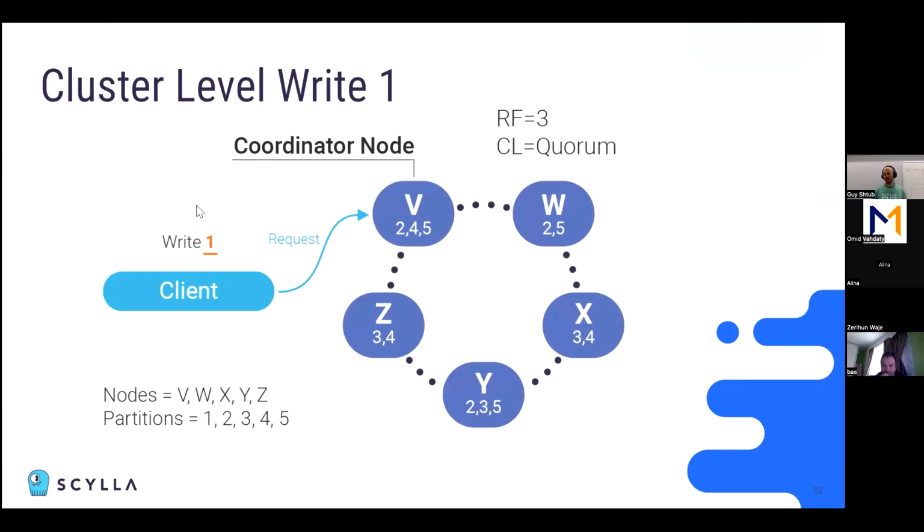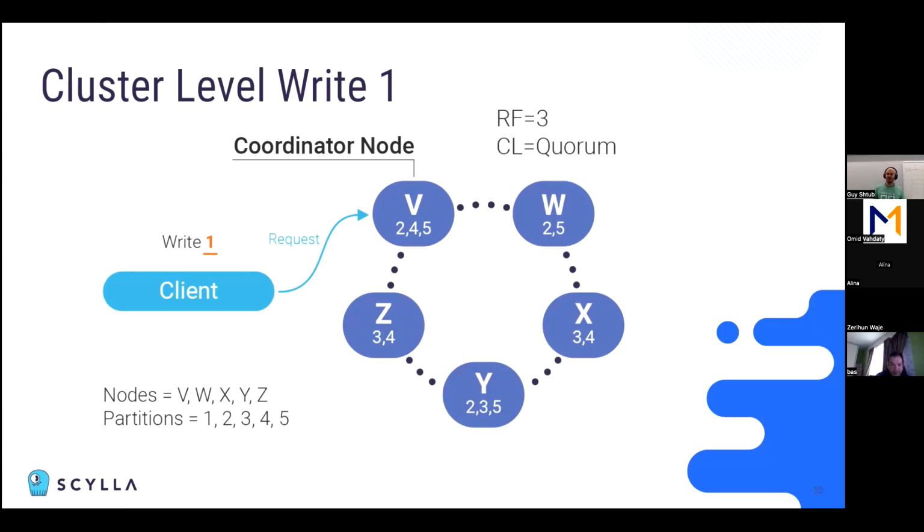This is a random example, but you can see that we have 5 nodes in this cluster, V, W, X, Y, and Z. And we have a client. The client wants to write data, in this case let's call that data 1, and it sends the write request to one of the nodes. Any one of the nodes can accept write requests. In this case, the client chose to send the request to node V. Node V is defined as the coordinator node just for this specific operation, and again, any one of the nodes can be the coordinator.